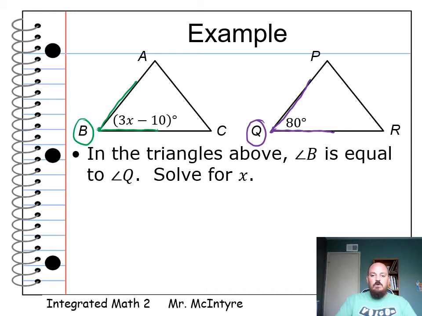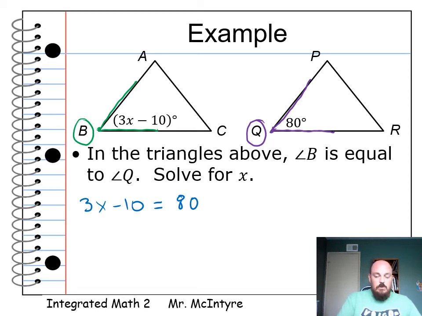So if I told you that those 2 angles are equal, then the 2 numbers must also be equal. The number for the first one was 3x minus 10, and that must be equal to the number I gave you for the second one, which is 80. If I say solve for x, it's not even a triangle question anymore. We turned it into an equation. So we're going to solve the equation.